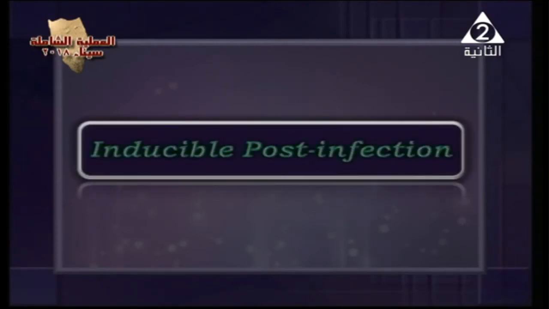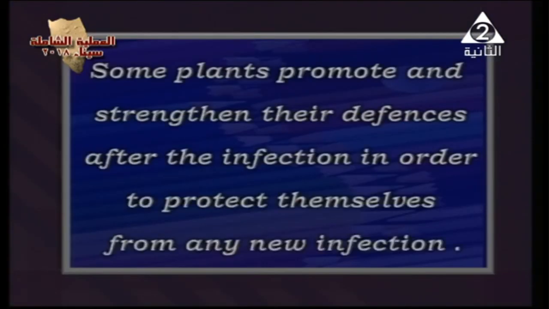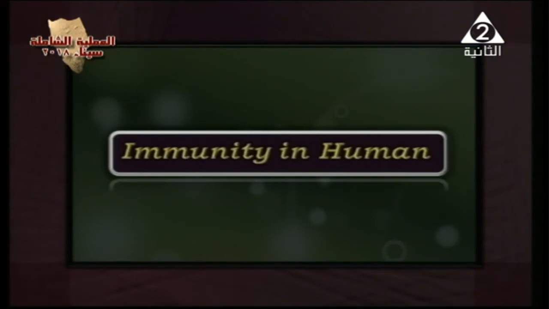Finally, we have something called the inducible post-infection defense. What does that mean? Some plants promote, activate and strengthen their defenses after the infection in order to protect themselves from any new infection. And with these words, we have finished the immunity system in the plant, and after that we're going to start the immunity in the human.